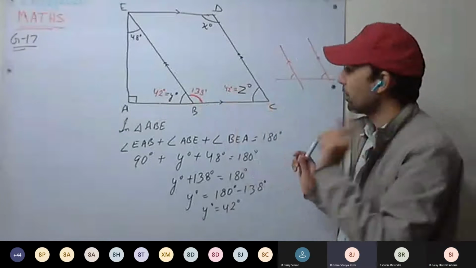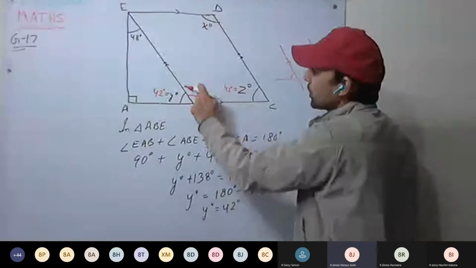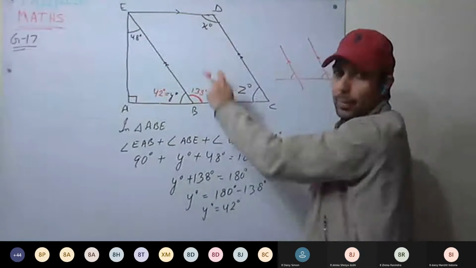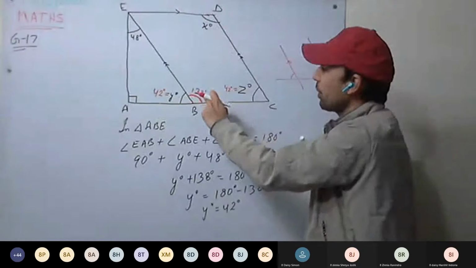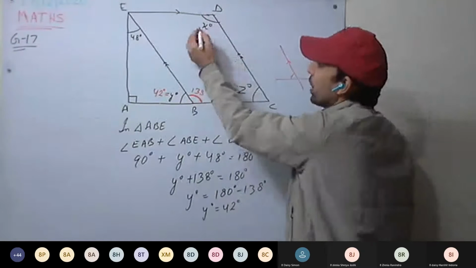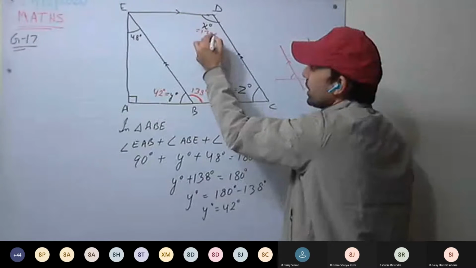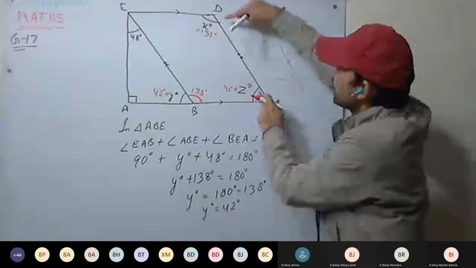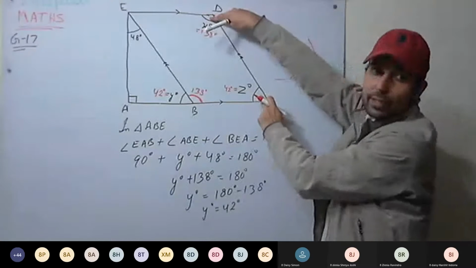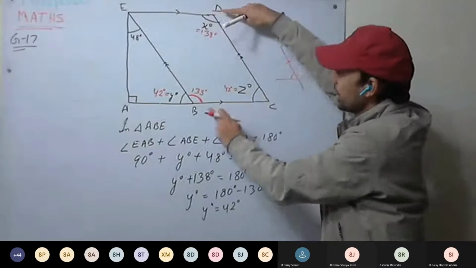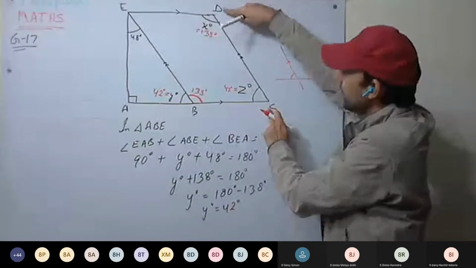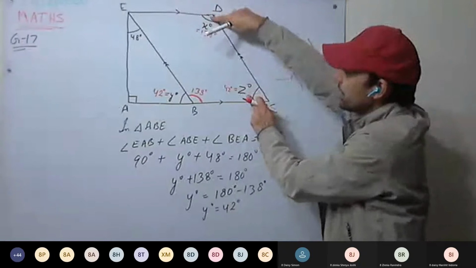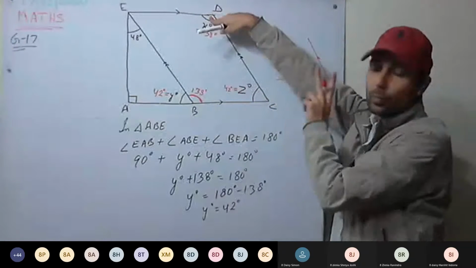One method. These are opposite angles. Angles EBC and EDC, they are the opposite angles in parallelogram. And opposite angles in parallelogram are equal. So this will be 138 degree. Okay, one method. Second method, these two angles are supplementary. Angle BCD and angle CDE, they are supplementary. This way as well, we can calculate.